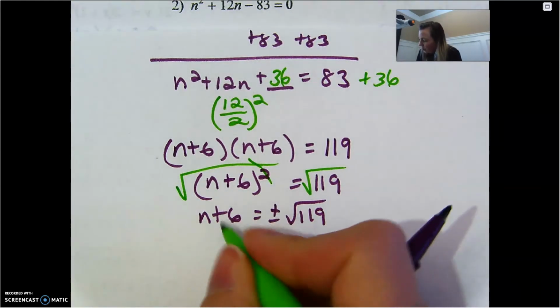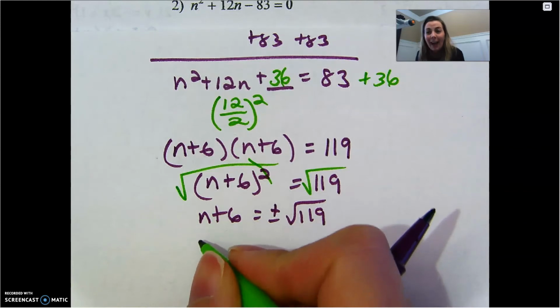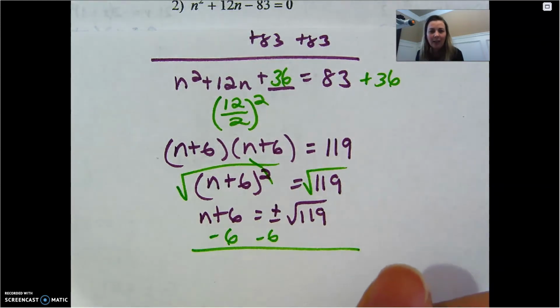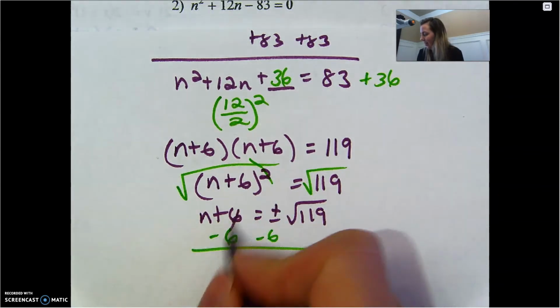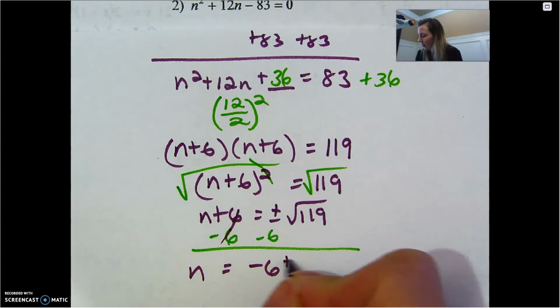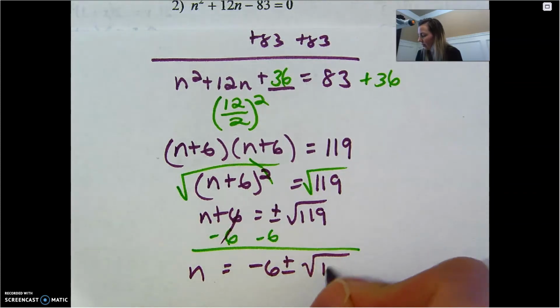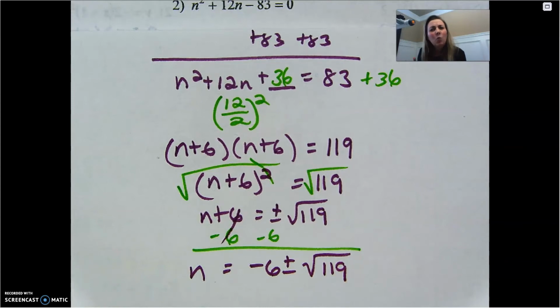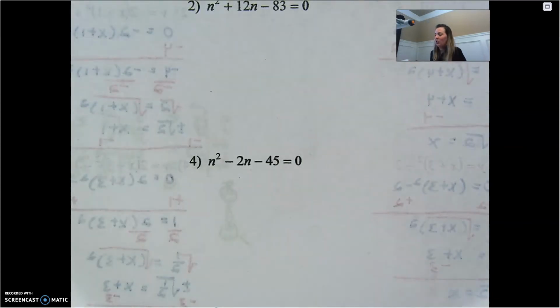We got to move this plus 6. What's the opposite of adding? Subtracting. That's right. What you do to one side, you do to the other. So now we get n equals negative 6 plus or minus square root of 119. Yeah? All right, let's do one more and then I'll let you finish the sheet on your own.